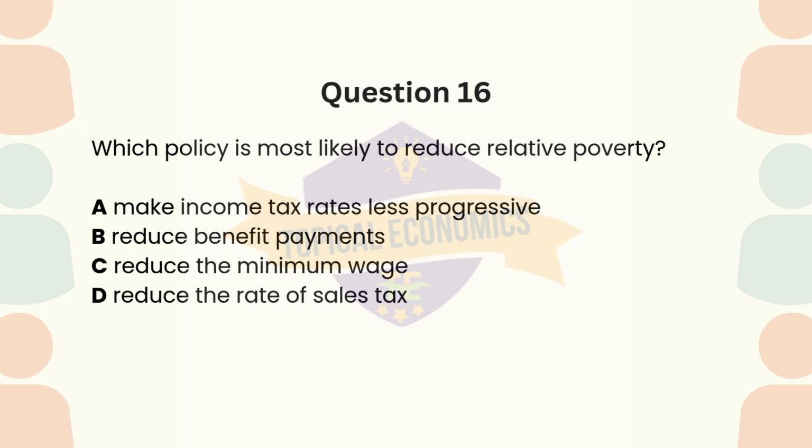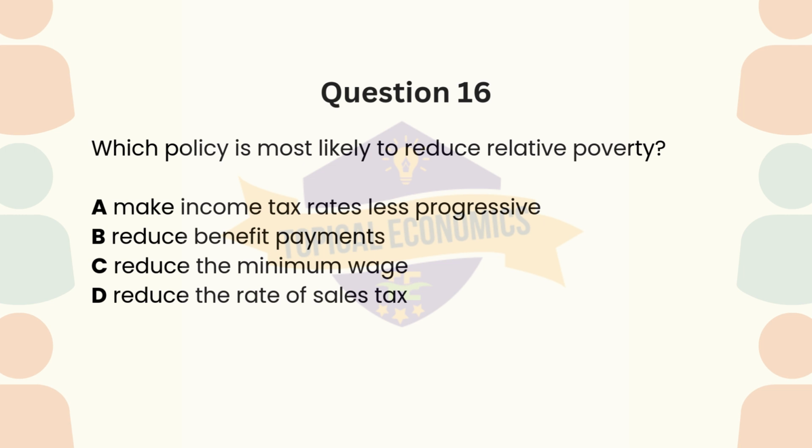Coming to question number 16. This is from 2019 May-June paper, version 1. Which policy is most likely to reduce relative poverty? And they have given us the options. Now, first option is make income tax rates less progressive. Now, this would benefit higher income earners more and reduce the disposable income of low income households, thereby increasing relative poverty. So this option is incorrect.